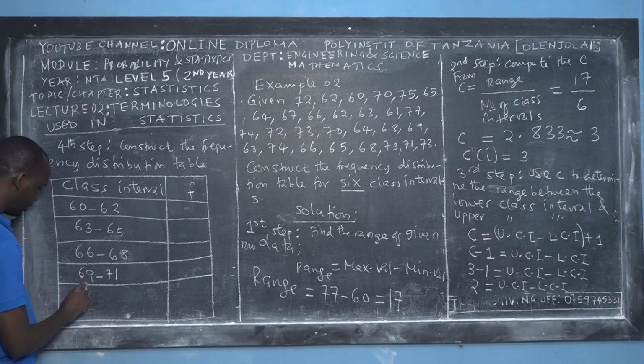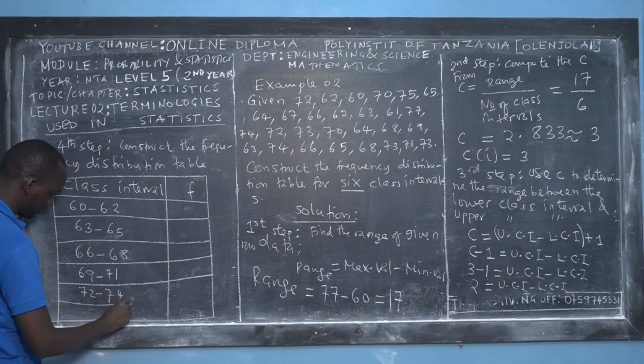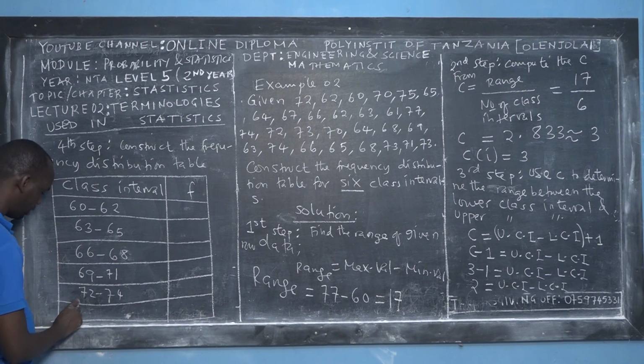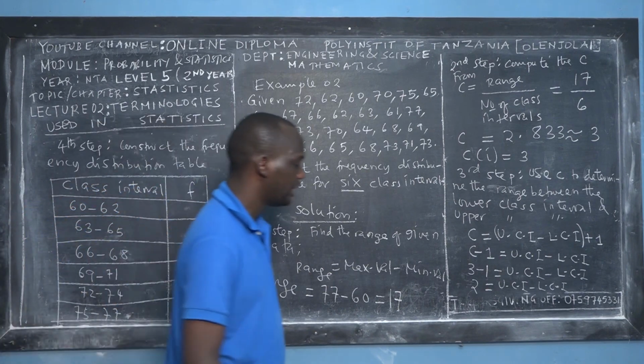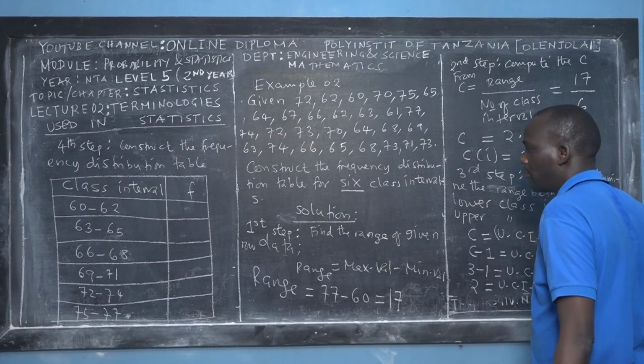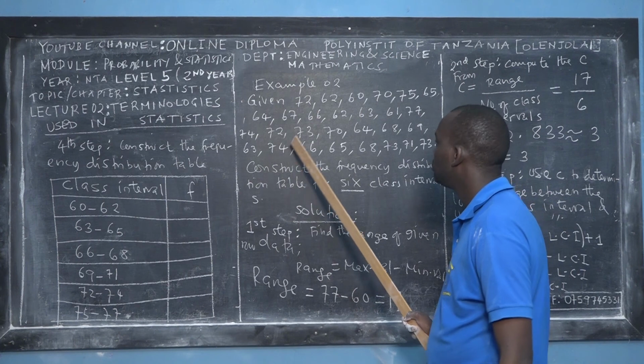Then you have 72 to 74. Then you have 75 to 77. So you have to count how many numbers range from 60 to 62.